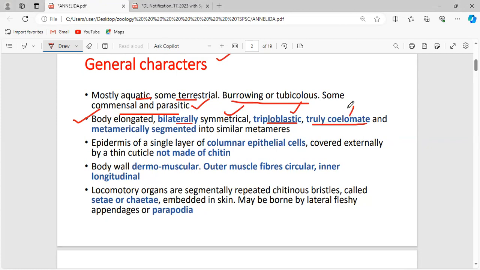Truly coelomate, this will be your questionable area, and in your syllabus there is a separate topic called coelom and coelomoducts. Why? Because this phylum is completely coelomate. A true body cavity will be developed. There are two different types of coelomate animals. In the second class, I have explained this clearly: enterocoelomate and schizocoelomate. What is the difference between these two terms?